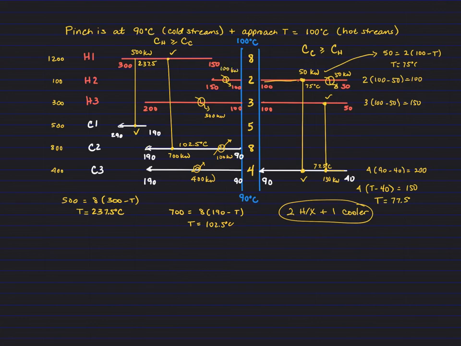So I'm going to have 2 heat exchangers, 2 heaters and 2 coolers. It's not exactly the same answer as they got in the book, but it's very, very close. I could have done these pairings in different ways and gotten various answers. So this concludes this video lesson. Thank you very much for your time.